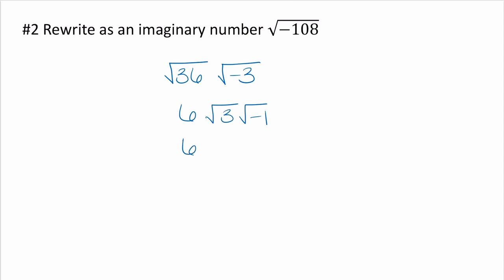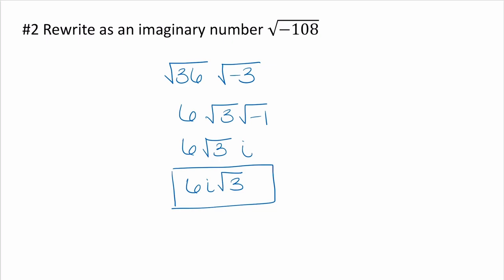Well, we know now that the square root of negative 1 is i, so I'm going to write this in the correct form. I'm going to put this i with the 6 and then put the square root of 3 at the end. So this all simplifies now to 6i times the square root of 3.